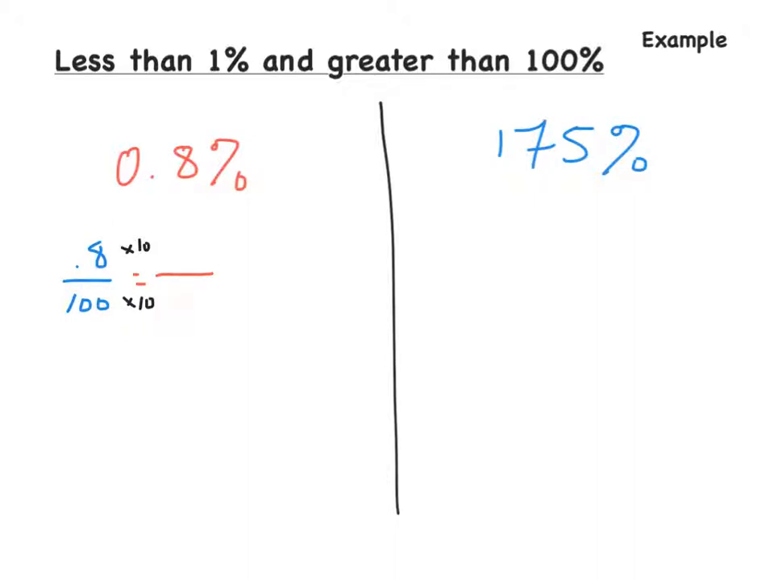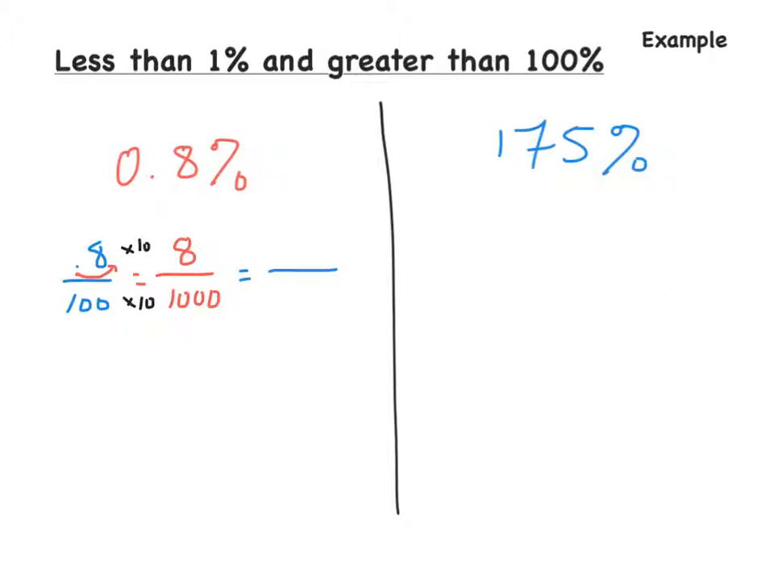So if I move this 0.8, all I would be doing is moving the decimal point over, and that would make it an 8 in the numerator. And 100 times 10, all you gotta do is just tack another 0 on the end to make it 1,000. So now we have 8 over 1,000. So it's not simplified yet because 8's an even number, 1,000's an even number. So let's try to simplify it.